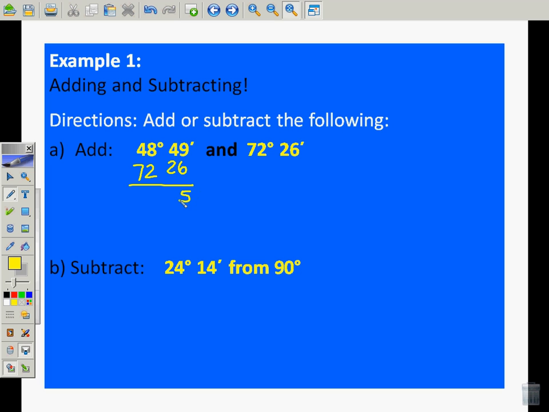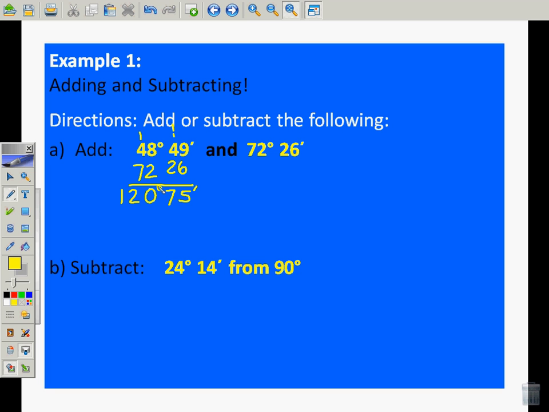So this is a 5. I'll regroup the 1. 4 and 2 is 6. Plus 1 would be 7. Okay. Remembering, of course, that these are our minutes. And when we've got 48 plus 72, we have a 0. And we have a 1 that we regroup. And that's 12. So we have 120 degrees, 75 minutes.